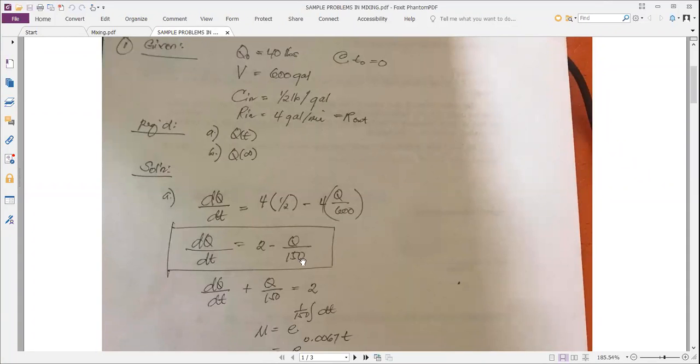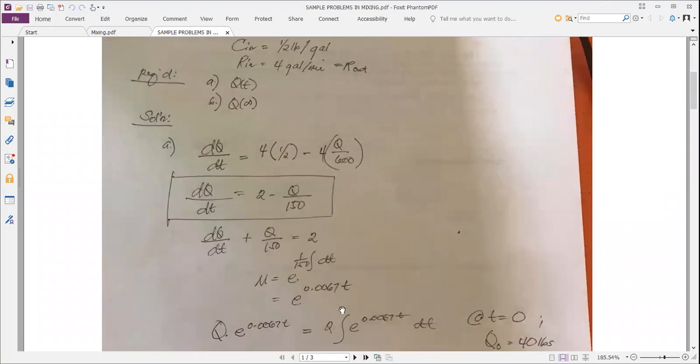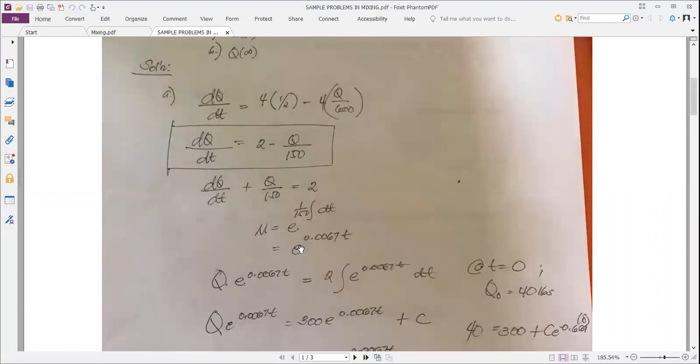This can be solved using linear because I wrote it in the form of linear. I transferred the q over 150 on the left side and the 2 here on the right side. So that makes it linear. And I solved the integrating factor. So e raised to 1 over 150 dt, and this is your integrating factor.